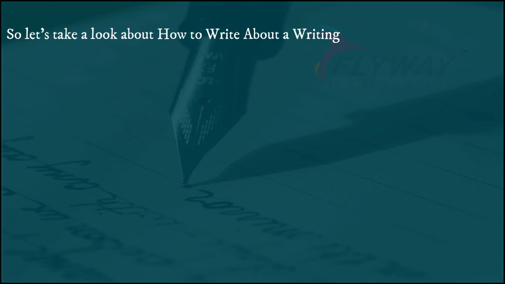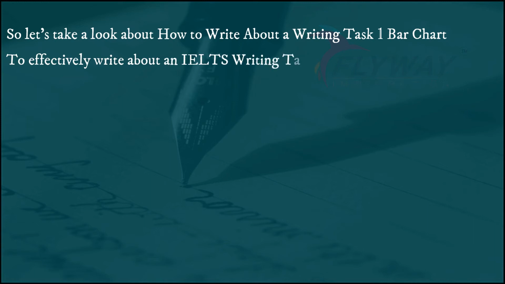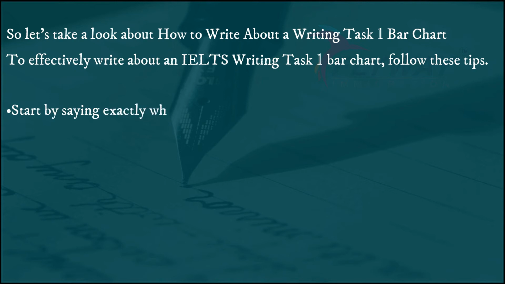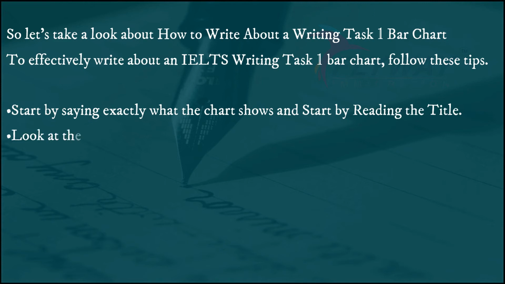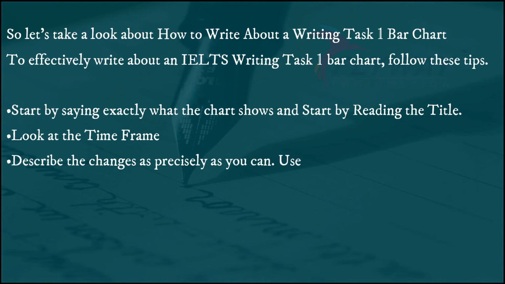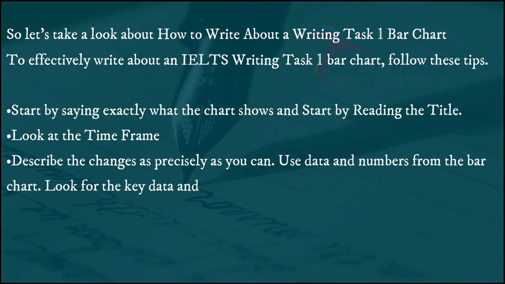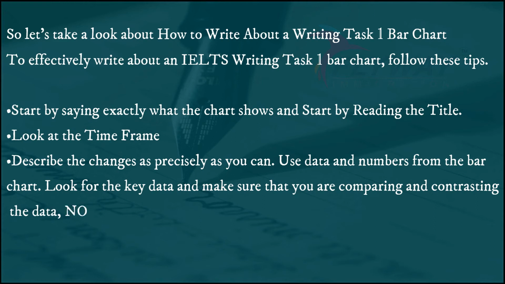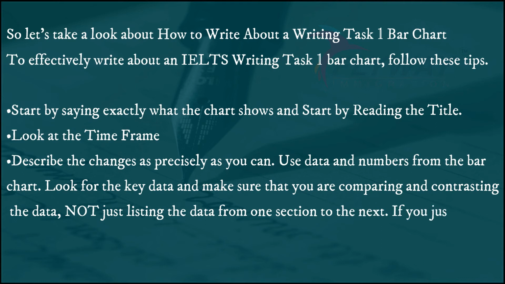Here we talk about some tips regarding it. So let's take a look at how to write about a Writing Task 1 bar chart. To effectively write about an IELTS Writing Task 1 bar chart, follow these tips. First, start by saying exactly what the chart shows and start by reading the title. Look at the time frame. Describe the changes as precisely as you can. Use data and numbers from the bar chart. Look for the key data and make sure that you are comparing and contrasting the data, not just listing the data from one section to the next.